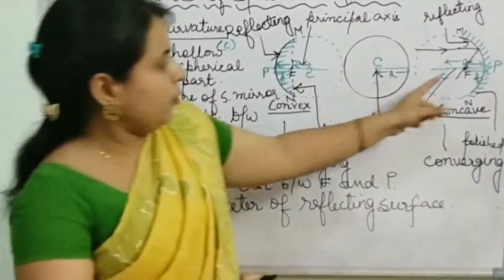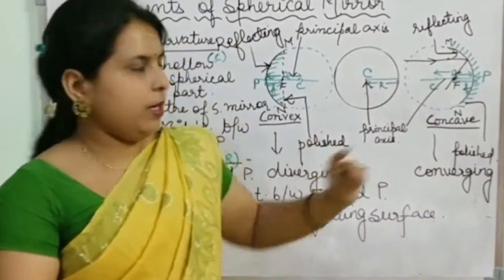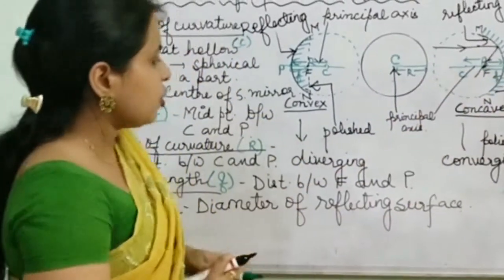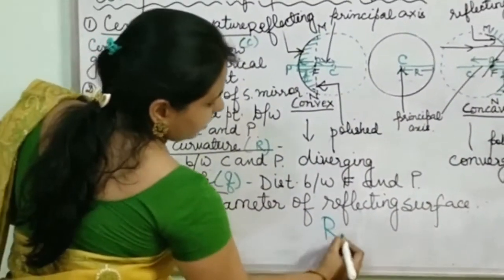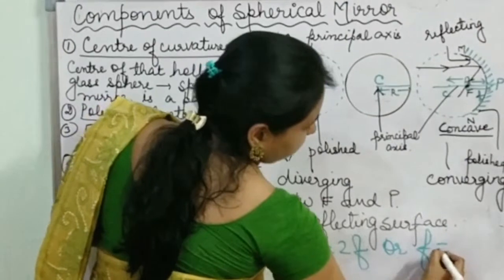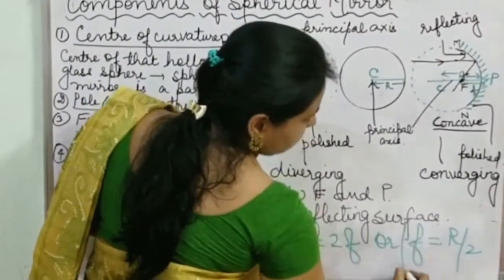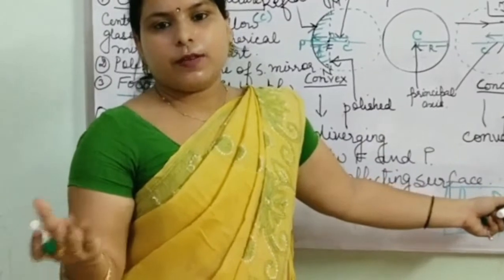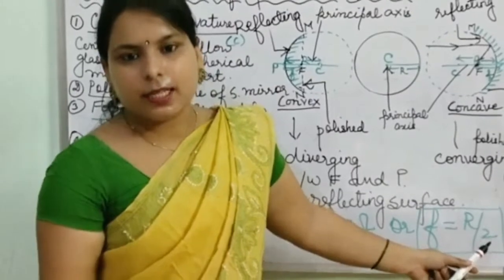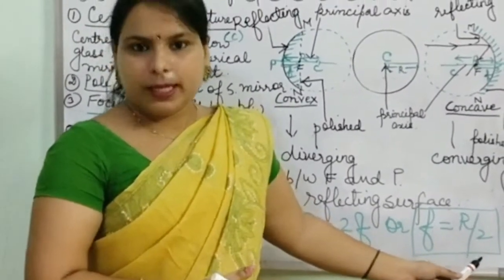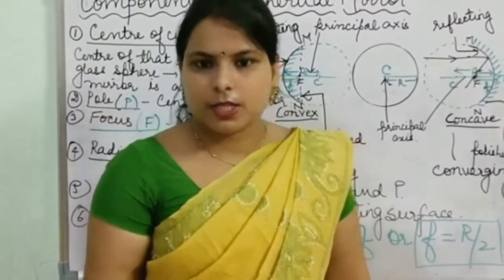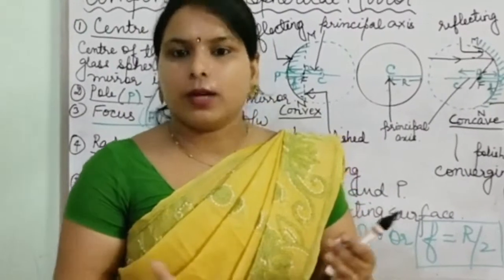Now children, if you want to relate capital R and small f, as I have told you, the focus F is the midpoint between C and P. So mathematically you can write R = 2f, or focal length f = R/2. If you take the radius of curvature as 10 cm, then the focal length will be 5 cm. If the radius of curvature is 20 cm, then half of 20 is 10, so the focal length will be 10 cm. Simply, you have to halve the value if the radius of curvature is given, and double the value if the focal length is given.